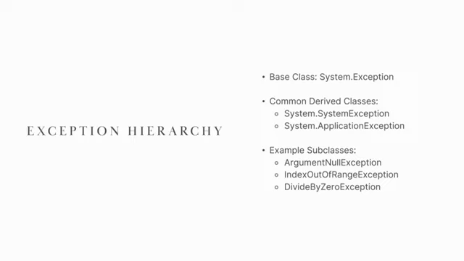Okay, let's talk about exception hierarchy. C Sharp has a structured hierarchy for exceptions. At the top, we have the System Exception class. Below it, there are two main categories: System Exception, which includes runtime errors like division by zero, and System Application Exception, used for application-specific errors. And some common exceptions include ArgumentNullException, IndexOutOfRangeException, and DivideByZeroException.